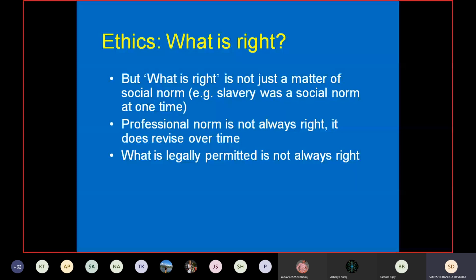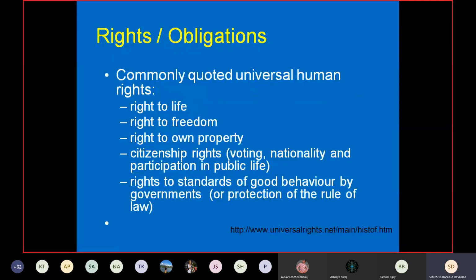What is legally permitted is not always right also. So sometimes there occur conflicting situations, legally permitted things and the rights and responsibilities. So there comes the rights and obligations, etc. The commonly quoted universal human rights, Manavadhikar we say in Nepali, in Hindi, the right to live, right to freedom, right to own property, citizenship rights like voting, nationality, participation in public life, rights to standard of education, behavior by the governments, that is the protection of the rule of law. These are the basic rights of any human being.